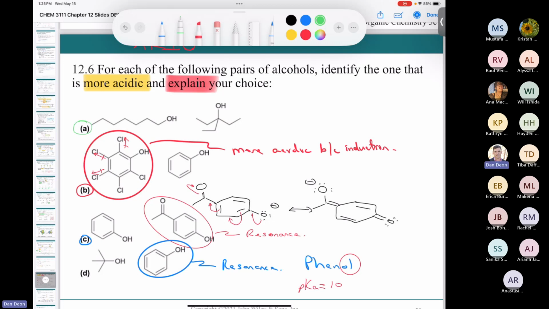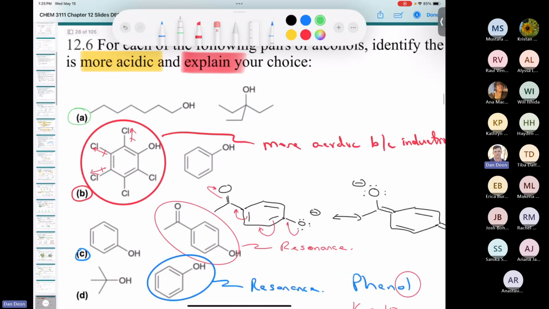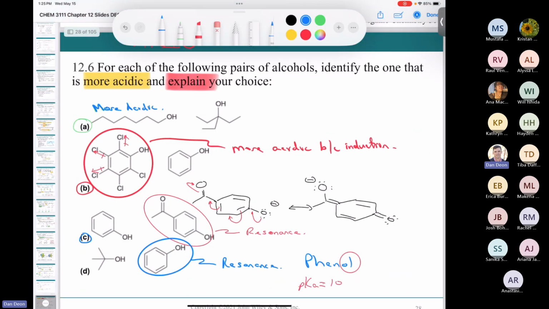Anybody have an idea? In this case, it's actually the first one. Okay, this one is more acidic. Why is this one more acidic? It's based off of solvation.